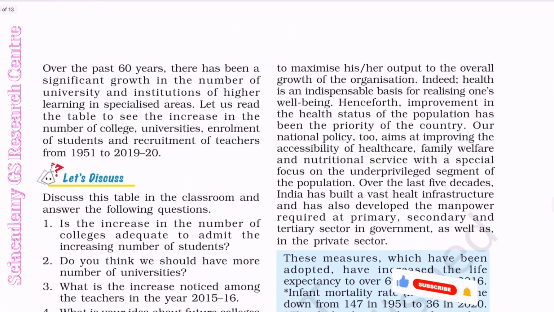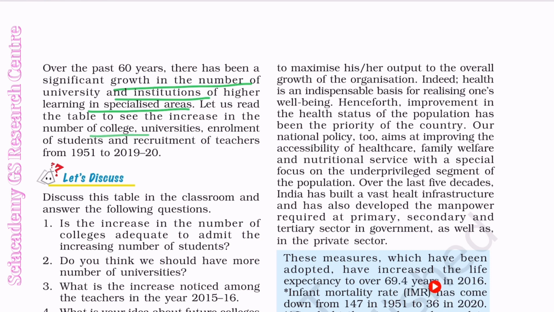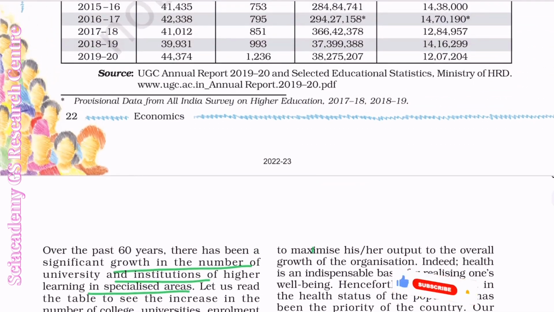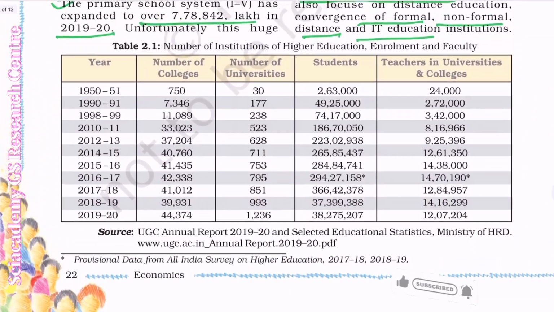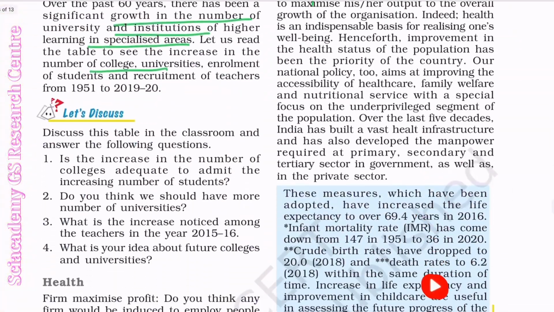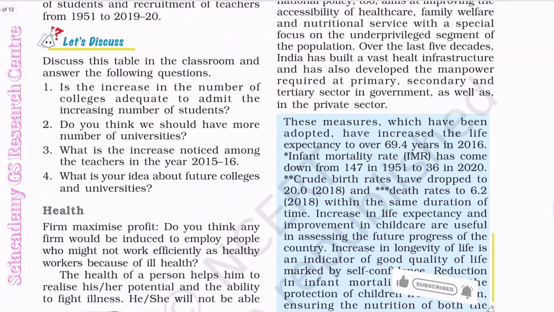Over the past 60 years, there has been significant growth in the number of universities and institutions of higher learning in specialized areas. Let us read the table to see the increase in the number of colleges, universities, enrollment of students, and recruitment of teachers from 1951 to 2019 to 2020. Let us discuss this table in the classroom and answer the following questions.